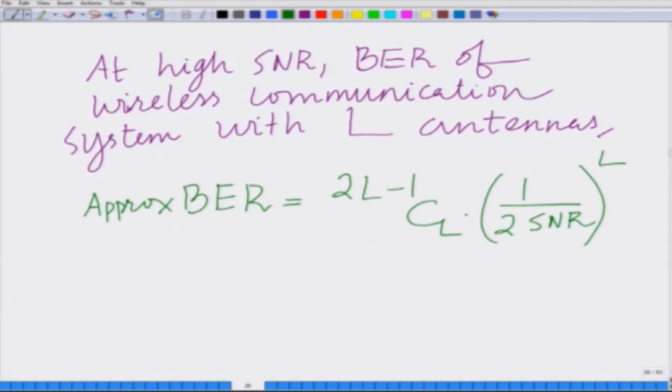in a wireless communication system with L receive antennas, and we said that the approximate bit error rate, as you can see here, is 2L minus 1 choose L times (1 over 2 SNR) raised to the power of L. This is the expression for the approximate bit error rate in a wireless communication system with L receive antenna elements, or with receive diversity. Now today let us do some examples to understand this better.